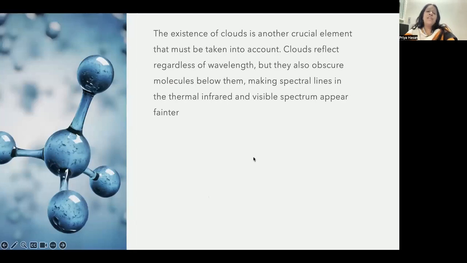Another important thing which played a role in the case of Venus was the existence of clouds. If you have a planet on which you have clouds, this is a crucial element which should be taken into account. This is basically because clouds reflect regardless of wavelength, and they could also obscure molecules below them, making spectral lines in the thermal infrared and visible spectrum appear fainter.